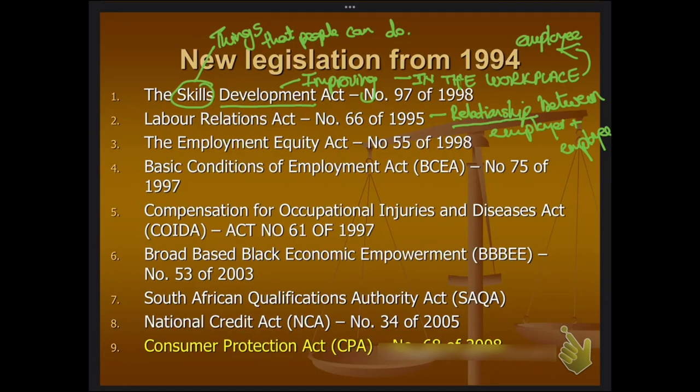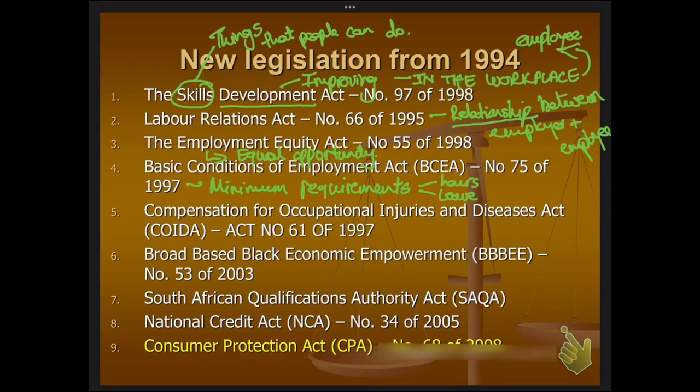When you look at employment equity, it is all about equal opportunity. And that is what you need to understand. The equal opportunity with regards to the workplace. Then you've got the Basic Conditions of Employment Act. The Basic Conditions of Employment Act is literally the minimum requirements. So the minimum requirements with regards to hours, with regards to leave. So what are the minimum requirements that a person must adhere to when they are employed?